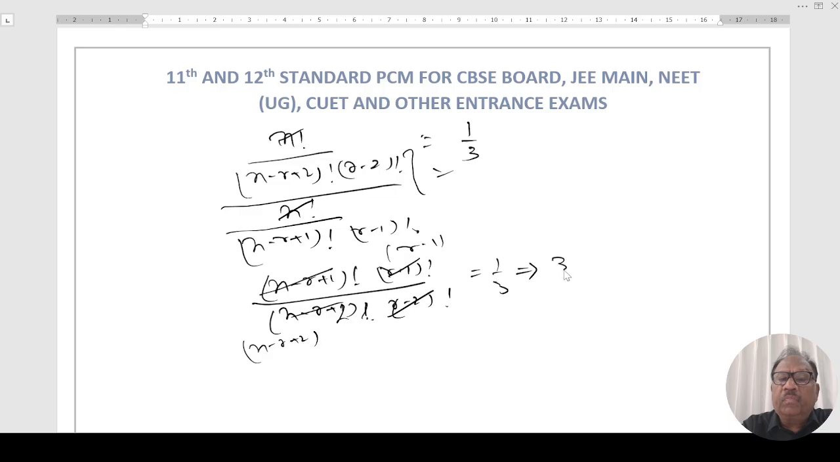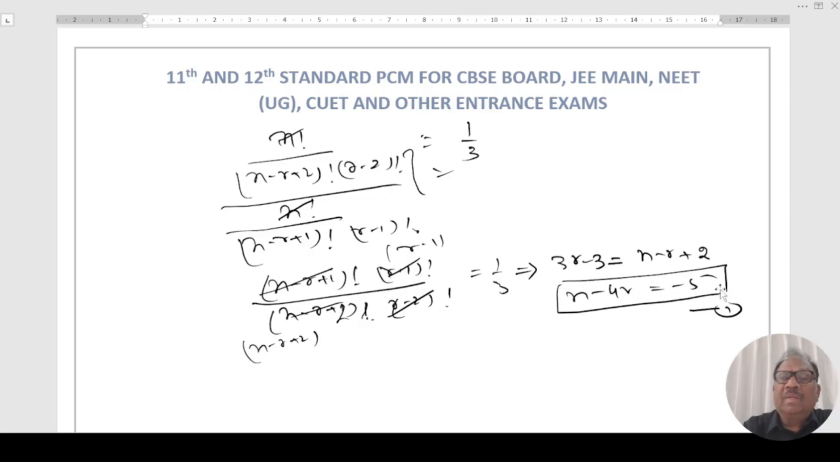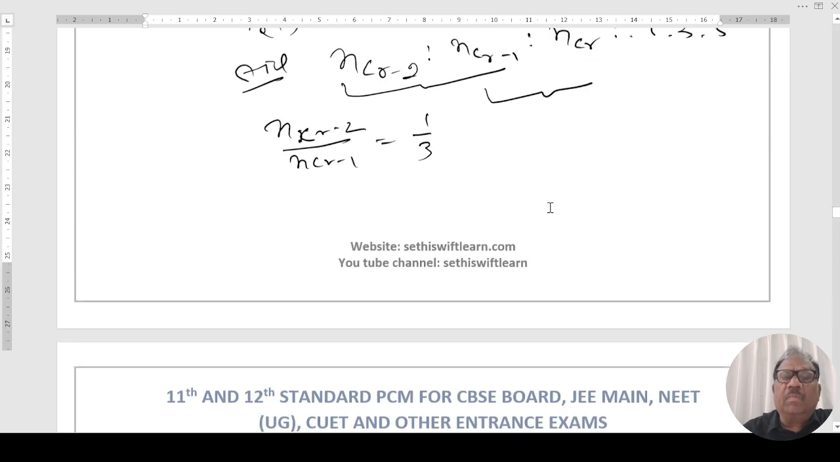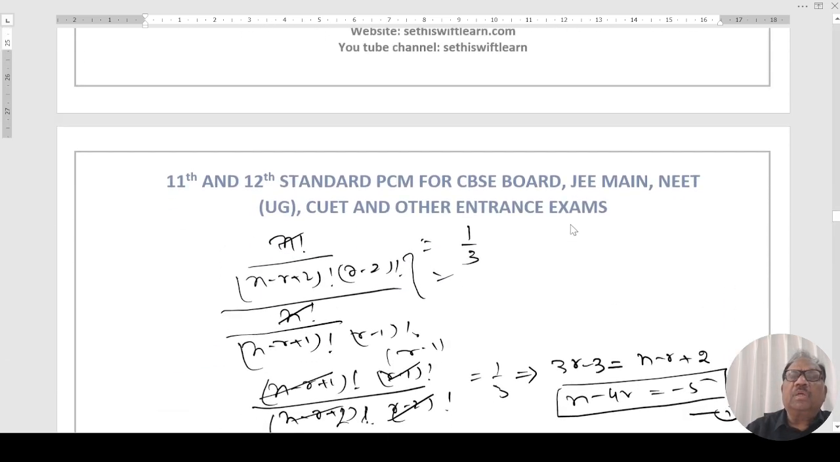Cross multiply: 3r minus 3 equal to n minus r plus 2. So on simplification, n minus 4r equal to minus 5. This is equation 1. Second, we take nCr minus 1 upon nCr is 3:5.